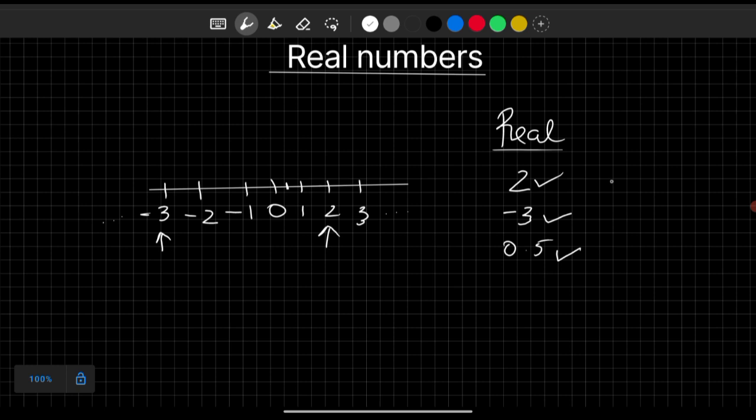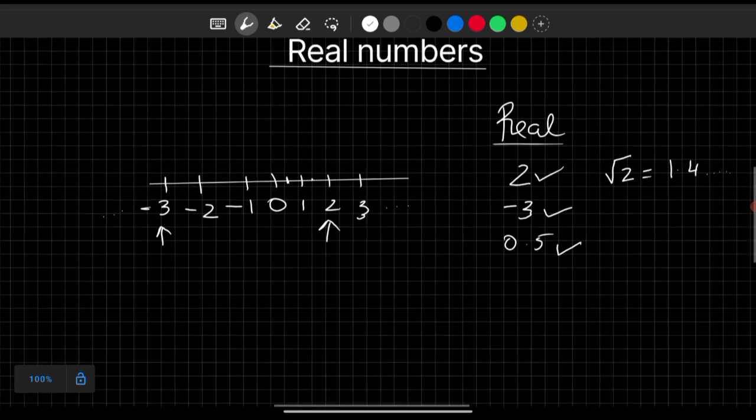All right, now let me take another example. What about root 2? What is the value of root 2? We know that the value of root 2 is 1.4 and some sequence of digits that goes to infinity. So can I represent this on the number line? The answer is yes, this can be there on the number line, but I cannot precisely tell where it is. It may be somewhere here, let's say, or somewhere over there, but we cannot precisely tell it. But yes, it does exist on the number line. So this is also a real number.